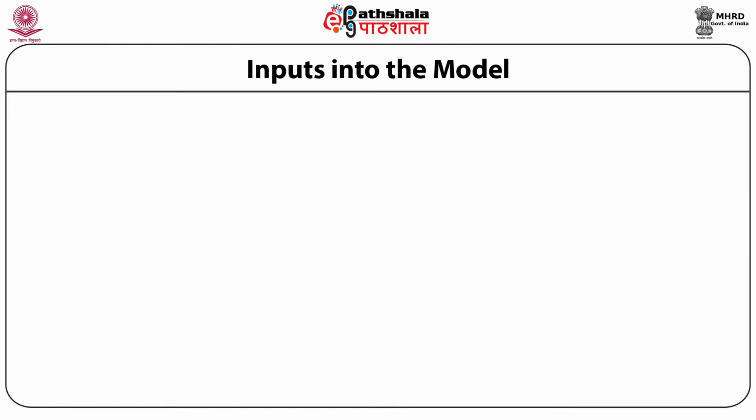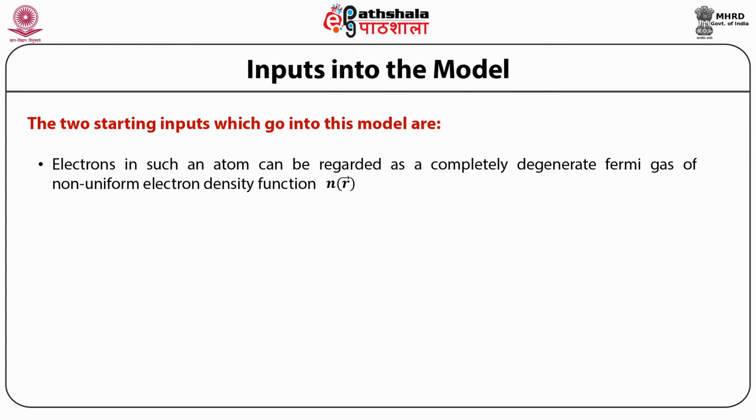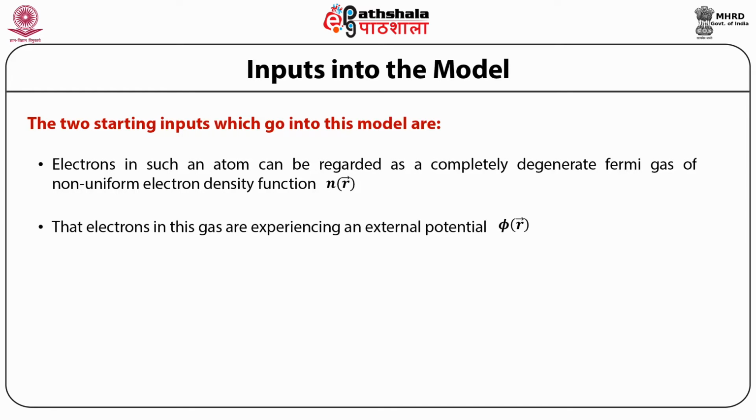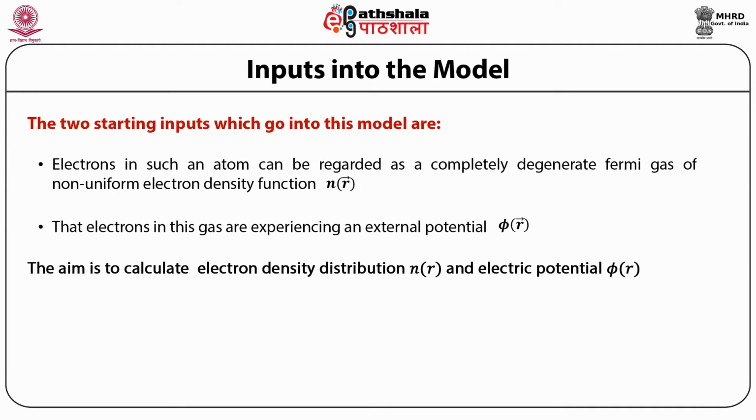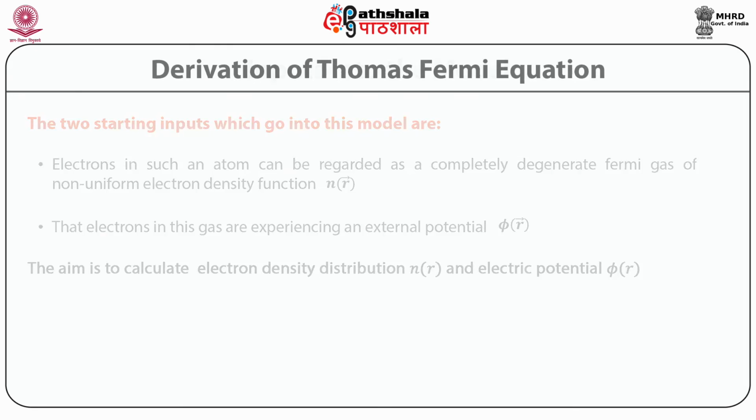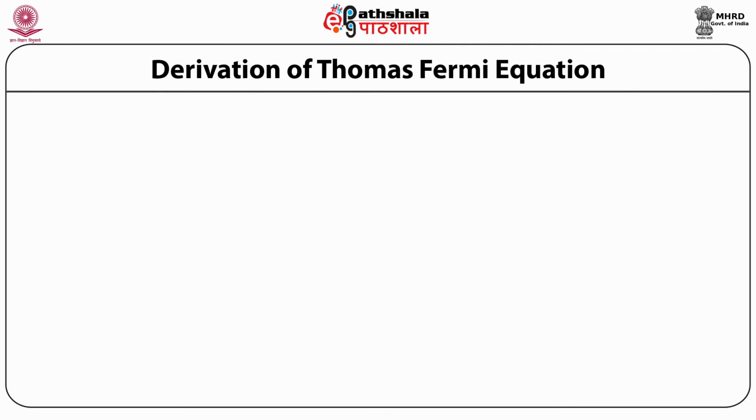So let's see what goes as inputs into this model. The two starting inputs are, number one, electrons in such an atom can be regarded as a completely degenerate Fermi gas of non-uniform electron density function n(r). Secondly, electrons in this gas are experiencing an external potential phi(r). The aim is to calculate the electron density distribution n(r) and electric potential phi(r). So that is what constitutes the derivation of the Thomas-Fermi equation.